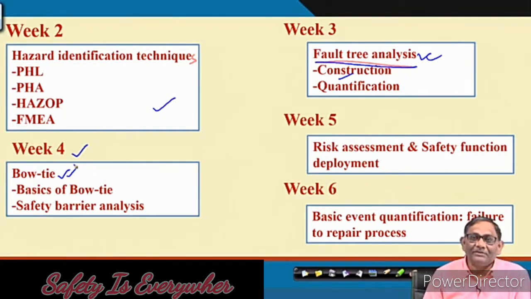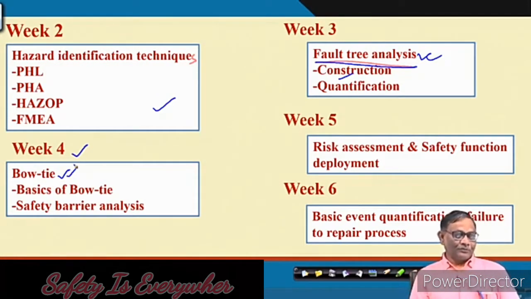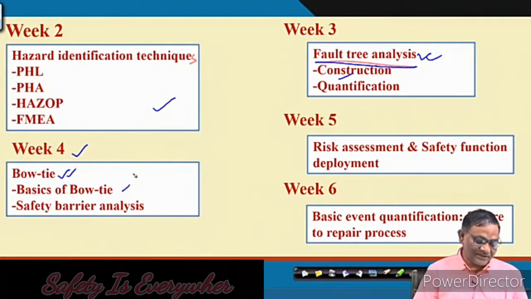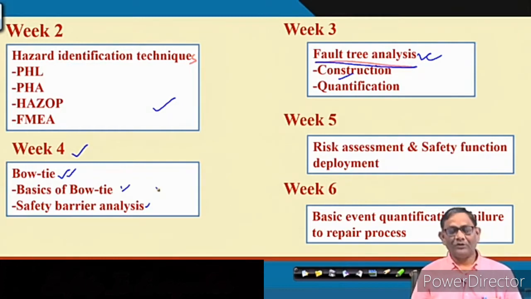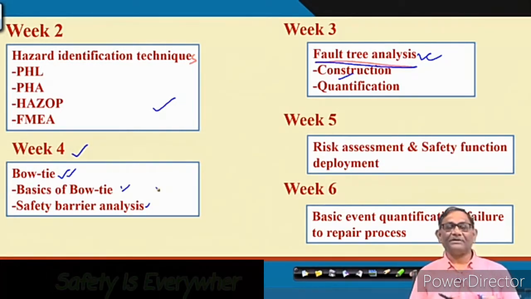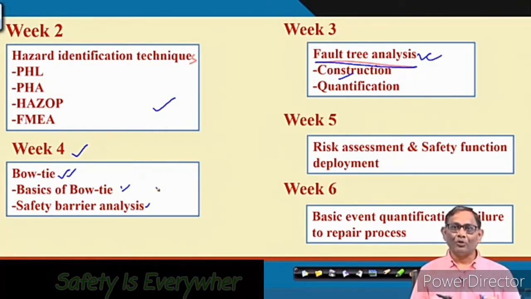In fact, bow tie mathematics is still under development. So, we have discussed the bow tie from the basic development point of view, as well as its use for safety barrier identification and analysis. The researchers should work in this particular area, particularly in the development and quantification of the bow tie, and it is still an open research area.